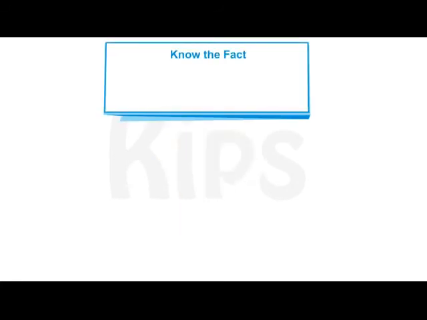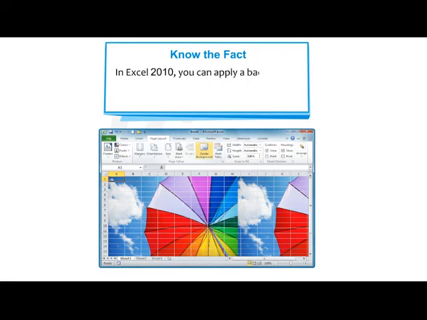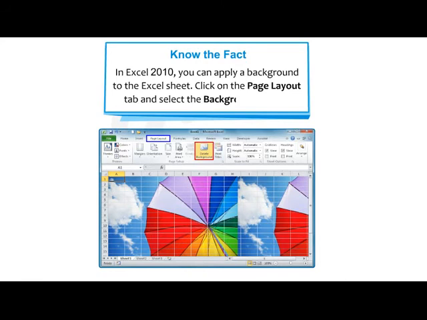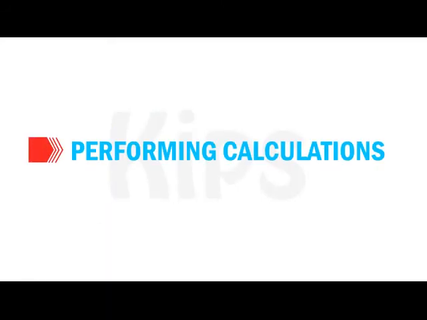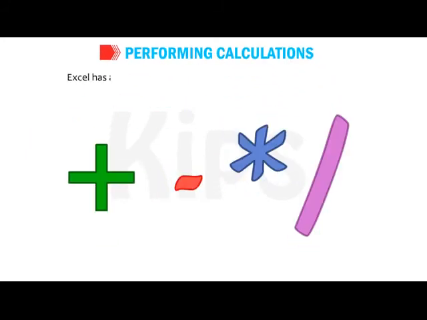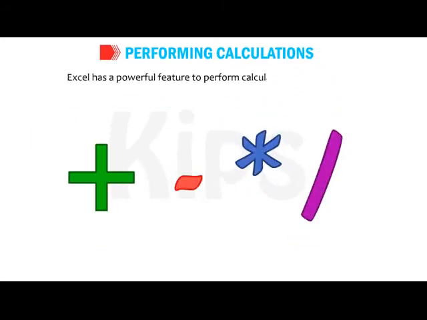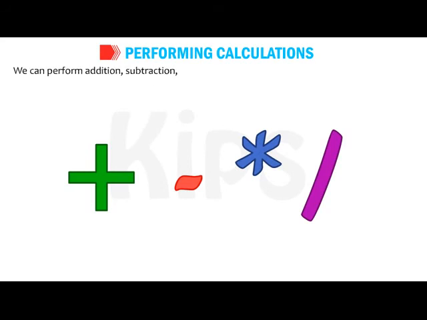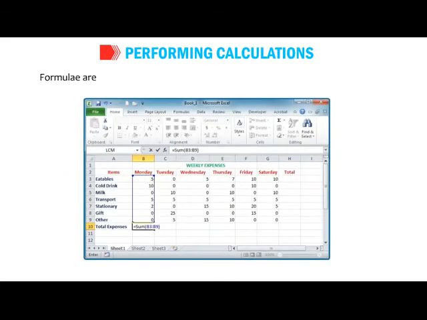Students, let's know more. In Excel 2010, you can apply a background to the Excel sheet. Click on the Page Layout tab and select the background option. Students, let me explain to you about performing calculations. Excel has a powerful feature to perform calculations on the data. We can perform addition, subtraction, multiplication, and division of numbers either using formulas or using functions. Formulae are equations that perform calculations on values in our worksheet.